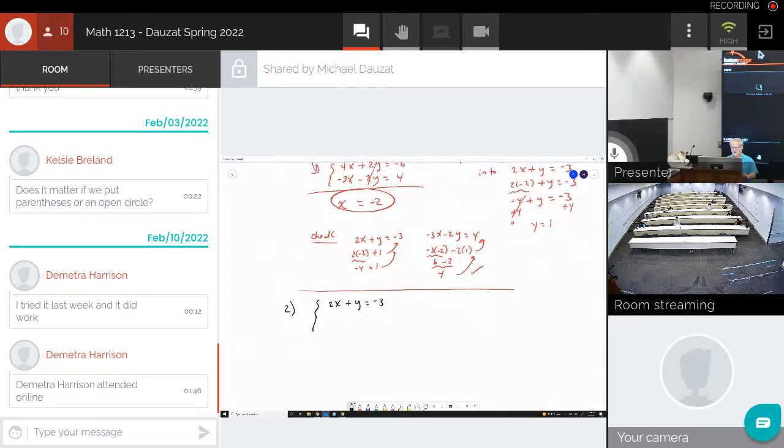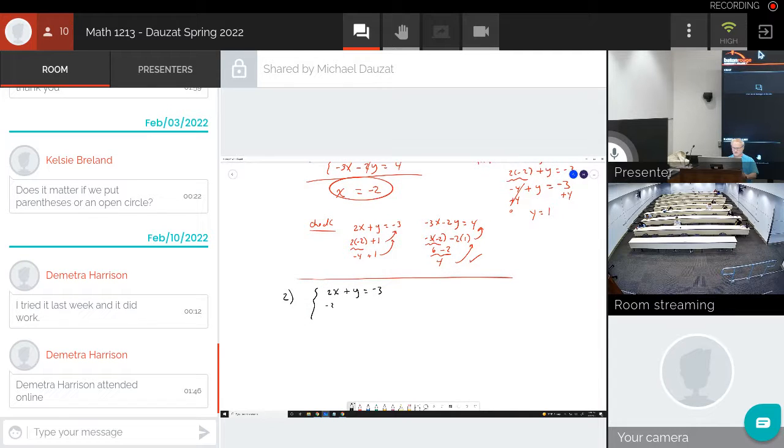And then negative 3x minus 2y equal 4. All right, so let's suppose that you want to eliminate the x's instead. So the coefficients are 2 and negative 3. What's the least common multiple of 2 and negative 3? What's the smallest number that 2 and negative 3 go into? 6.